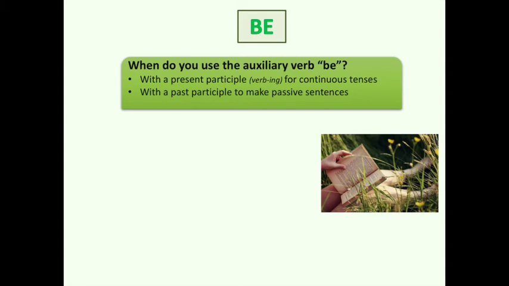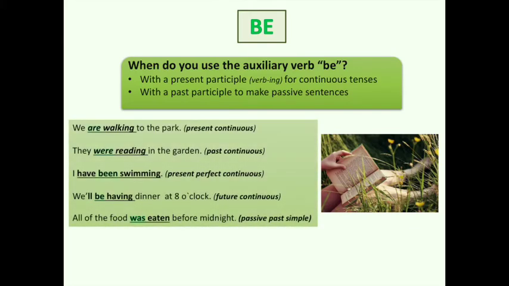So when do you use the auxiliary verb be? Be is used with a present participle, that is verb ing, to make continuous tenses. It is also used with a past participle to make passive sentences. Here are some different examples.